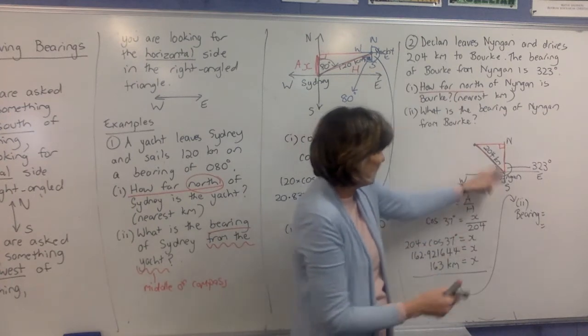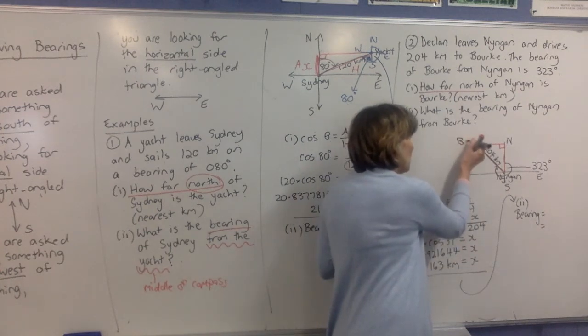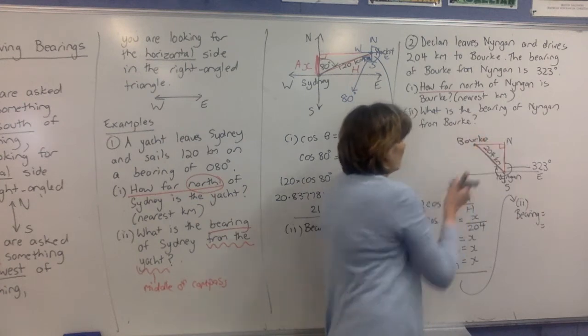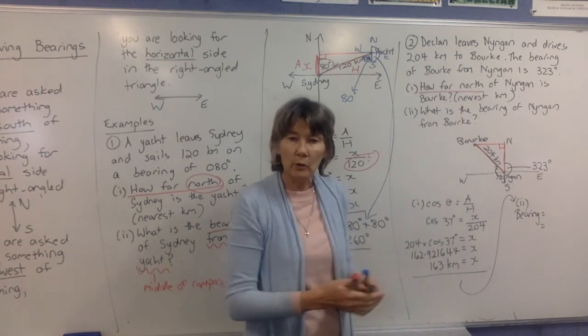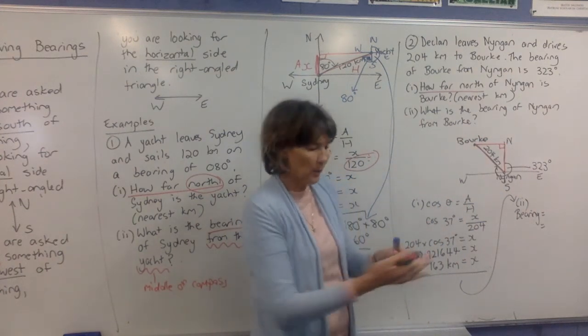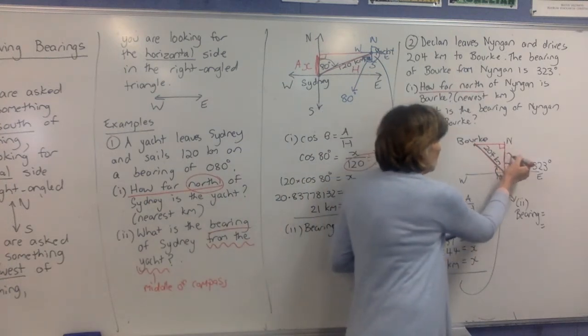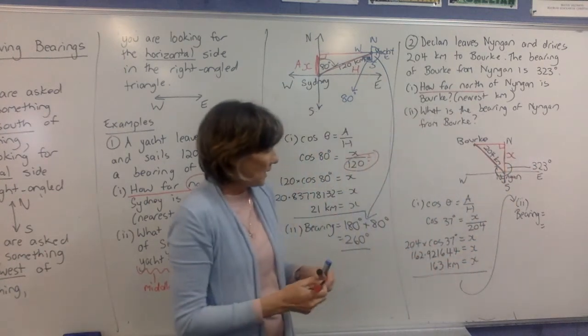Now the question says, how far north of Nyngan is Bourke? Remember he drove from Nyngan to Bourke, so we'll just write Bourke here. So we want to know how far north. North-south is a vertical line. We're looking for the vertical line in the triangle. So I'm going to write an X there.